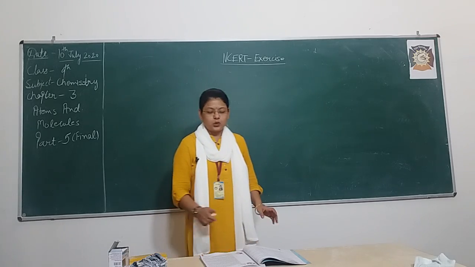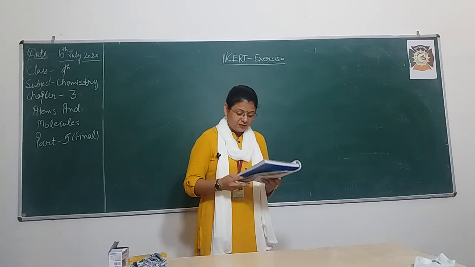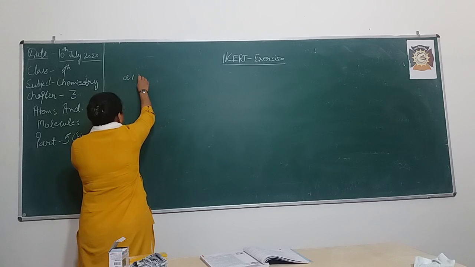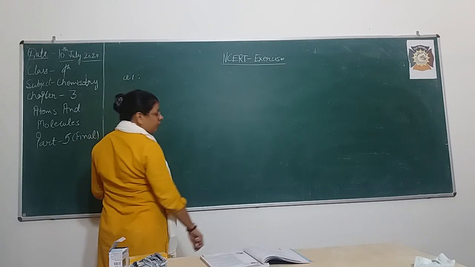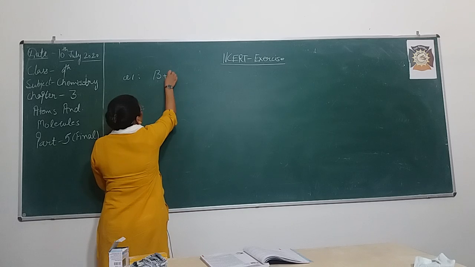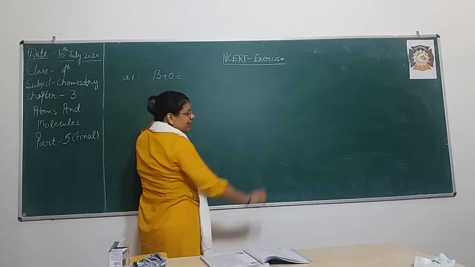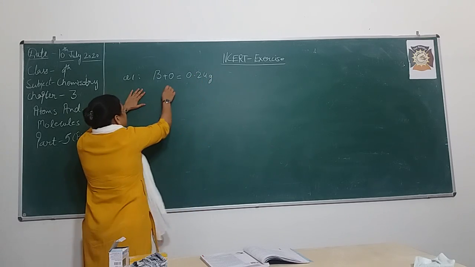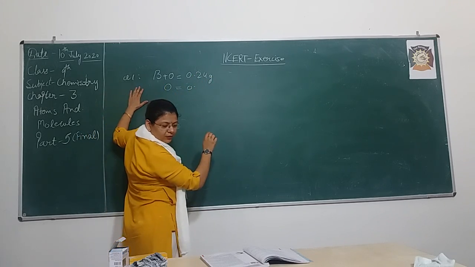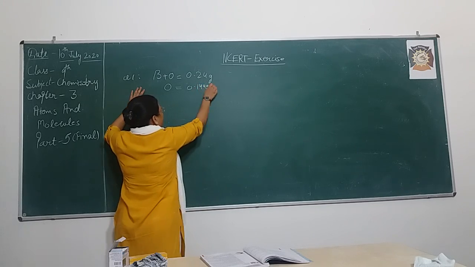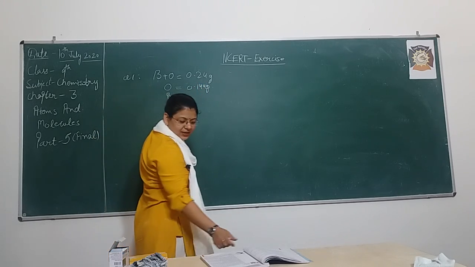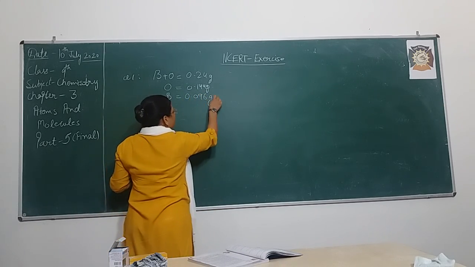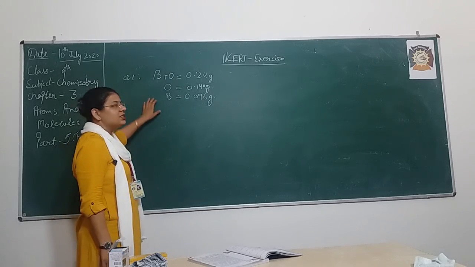Starting with the very first question: a 0.24 gram sample of a compound of boron and oxygen. That means in question number 1 we have a compound of boron and oxygen, and the weight of that compound is 0.24 gram. Oxygen weight is 0.144 grams and boron weight is 0.096 grams. This information is given in the numerical.